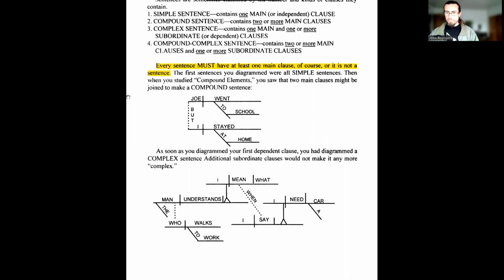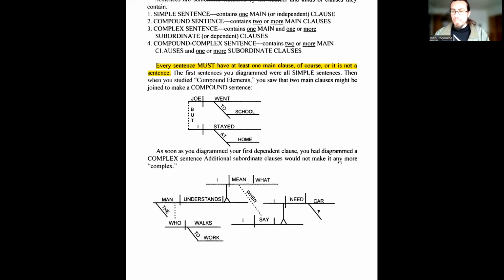The first sentences you diagrammed were all simple sentences. Then when you studied compound elements, this is in the second chapter, I believe, you saw that two main clauses might be joined to make a compound sentence, right? Here, again, we have the fanboys. Joe went to school, but I stayed at home. So there's going to be a comma, right, after Joe went to school. So all of these are going to be done with dotted lines. And you've already done this. As soon as you diagrammed your first dependent clause, you had diagrammed a complex sentence, right? Complex sentence, main clause plus dependent clause. So you've already done them. The whole chapter that you had on independent and dependent clauses, you were diagramming these.